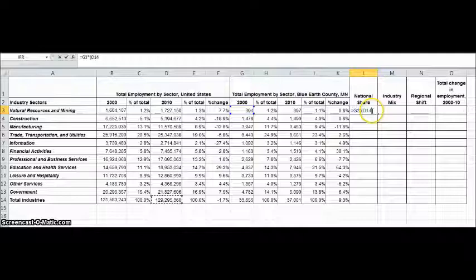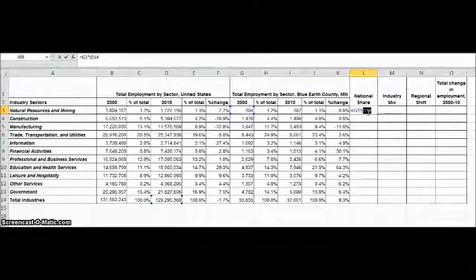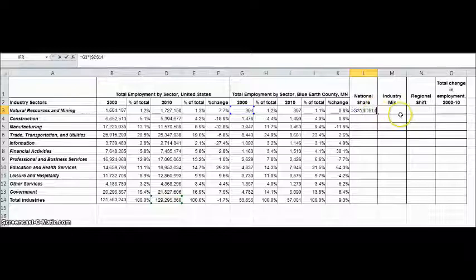So if you want to make these fixed references, you have to stick $ signs before the letter and the number. In Windows, you can do that easily by pressing F4. So we have total employment in 2010 minus total employment in 2000, divided by, oh, and we have to make this a fixed reference, divided by total employment in 2000 as a fixed reference. And that gets you your national share.